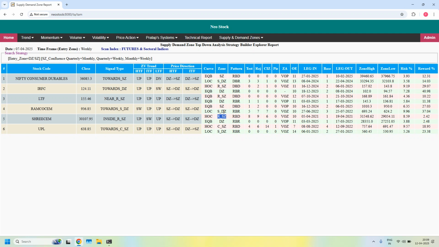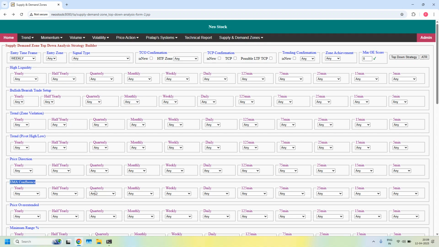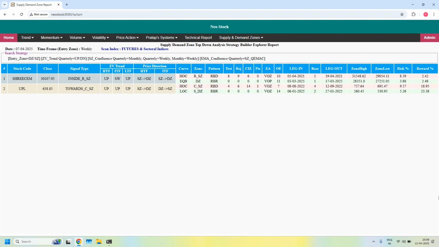So you should look into these supply zones. Because of the overlap, the order flow could be much stronger. If we want to confirm whether the weekly is even stronger based on EMA, let us set the EMA Confluence on quarterly time frame. Because weekly and monthly are overlapped with quarterly, we are checking if the quarterly supply zone is having quarterly EMA Confluence or not. At the same time, trend on the quarterly should not be sideways, so we are setting up or down. Now two stocks are filtered.